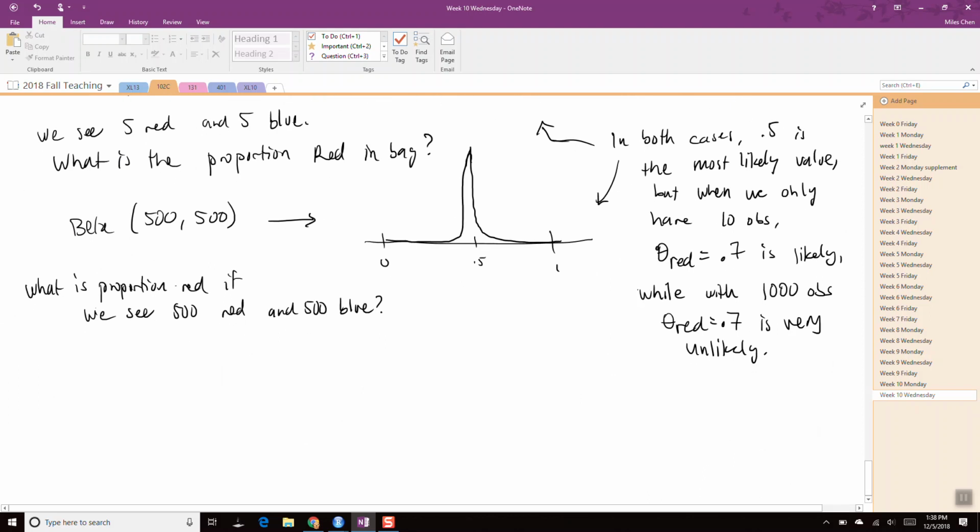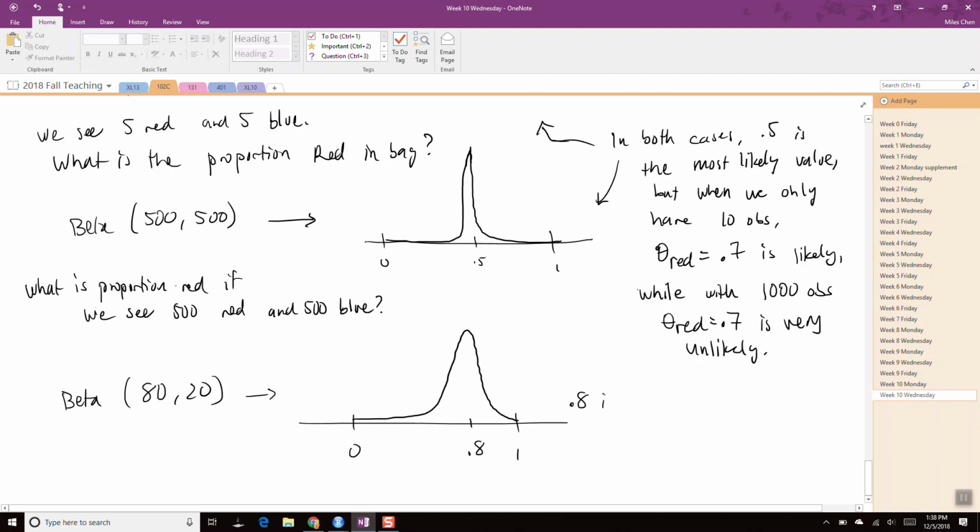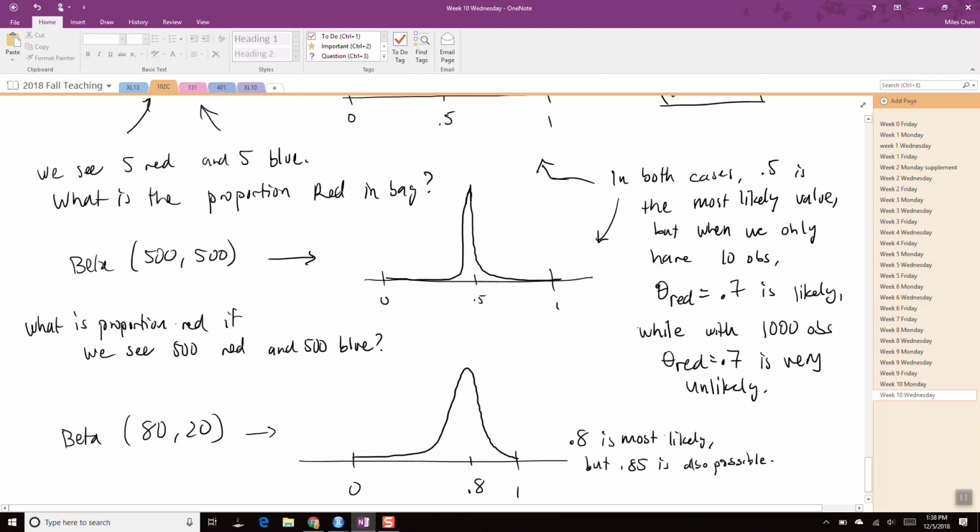And if you have beta, let's say 80 comma 20, then from 0 to 1, we're going to be centered at 0.8. 0.8 is most likely, but 0.85 is also possible. Okay, so that's the beta distribution.